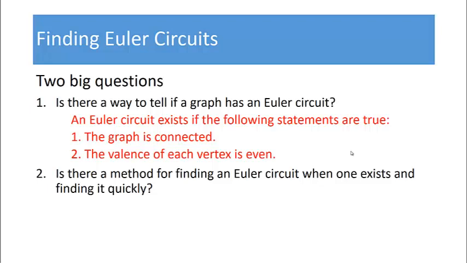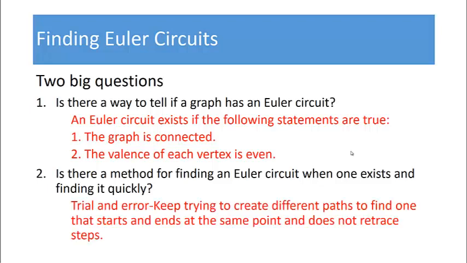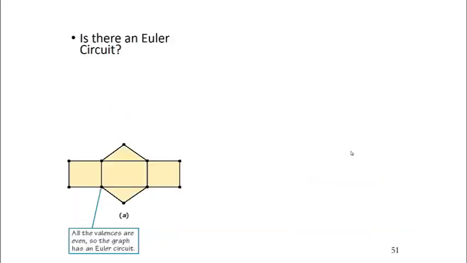Our second question, is there a method for finding an Euler circuit when one exists and finding it quickly? Well, the first thing to do is to make sure one exists, right? To check our 2 criteria. Is our graph connected? And is the valence of each vertex even? If the answer is yes, then really the best way to move forward is trial and error. Keep trying to create different paths to find one that starts and ends at the same point and does not retrace steps. Here's another example.